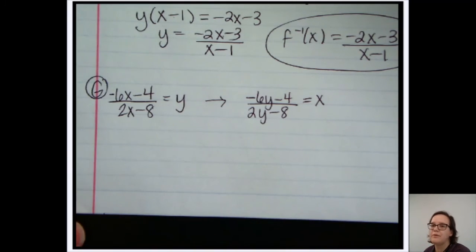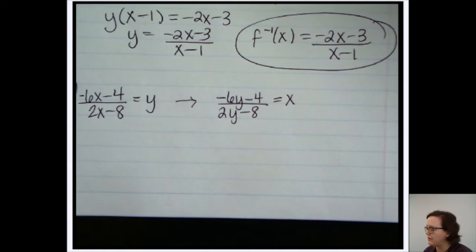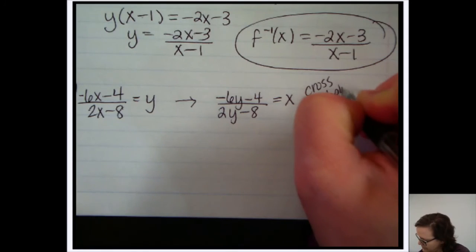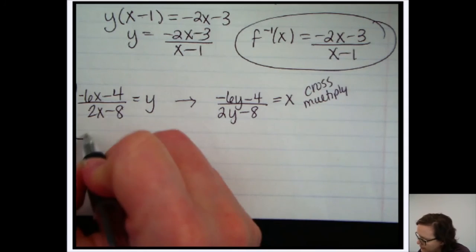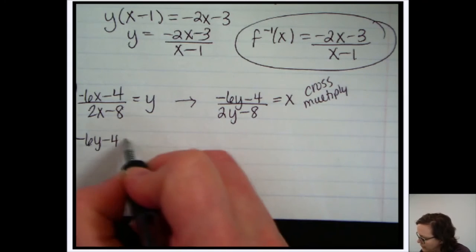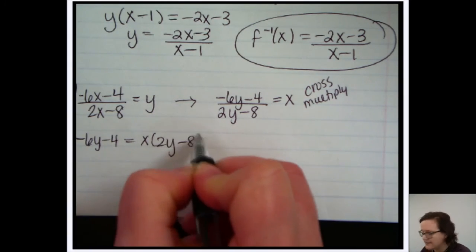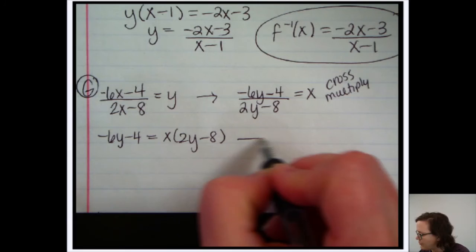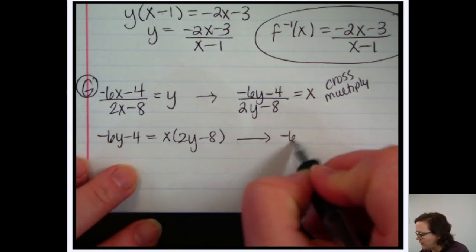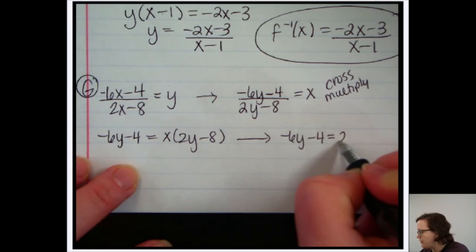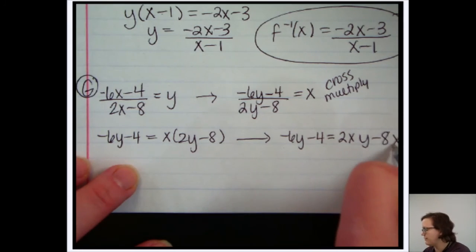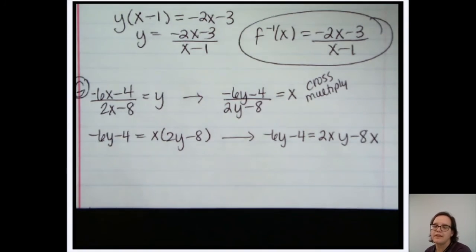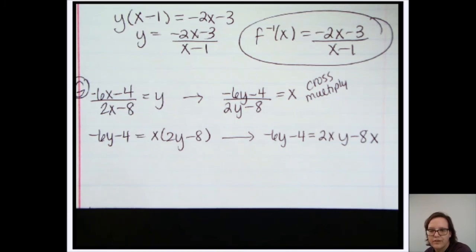And so what do we do so that we can get that y where we can work with it? Right, we need to cross multiply. So now we have a negative 6y minus 4 is equal to x times 2y minus 8. Let's go ahead and distribute so that we can get that y where we need it. So negative 6y minus 4 equals 2xy minus 8x. So now everybody's out where we can move them around. Let's get y's on one side, x's on the other, and numbers on the other.